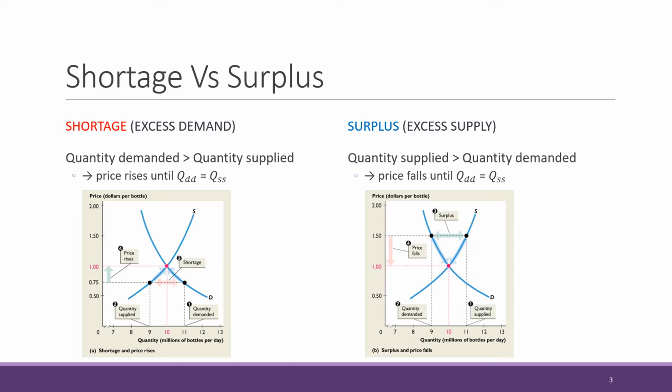On the other hand, surplus or excess supply happens when quantity supplied is more than quantity demanded. When surplus happens, products are selling above equilibrium price. Due to surplus, product price will reduce until quantity demanded equals quantity supplied.